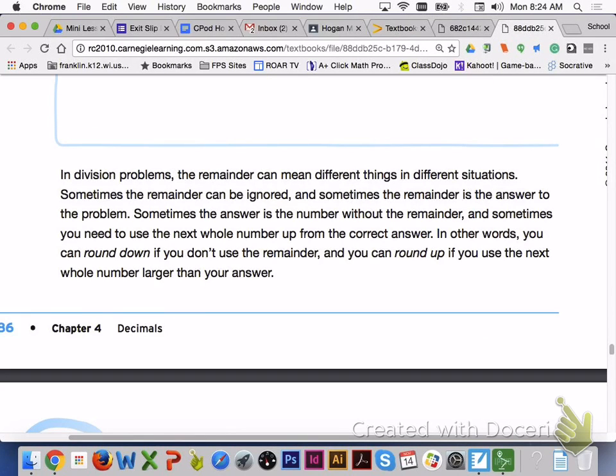In division problems, the remainder can mean different things in different situations. Sometimes the remainder can be ignored, and sometimes the remainder is the answer to the problem. Sometimes the answer is the number without the remainder, and sometimes you need to use the next whole number up from the correct answer. In other words, you can round down if you don't use the remainder, and you can round up if you use the next whole number larger than your answer.